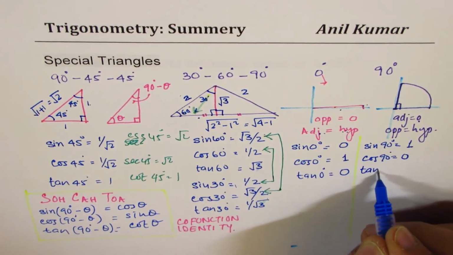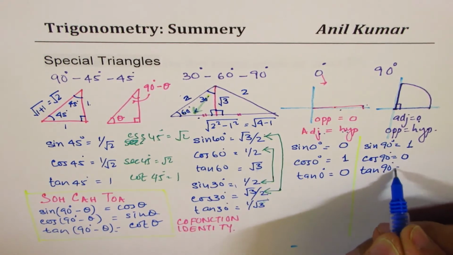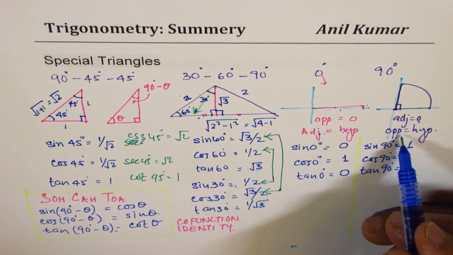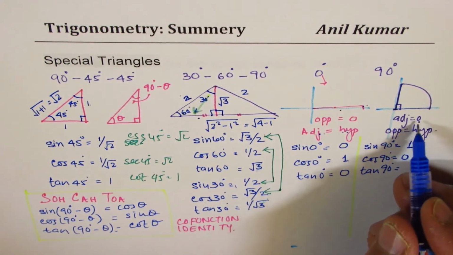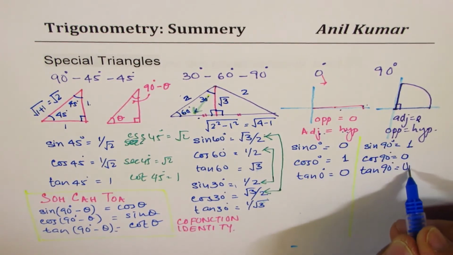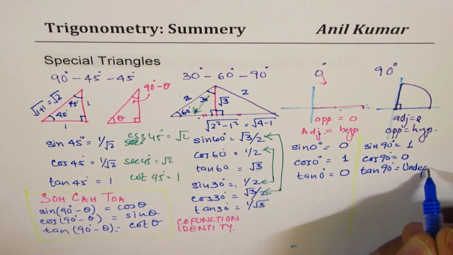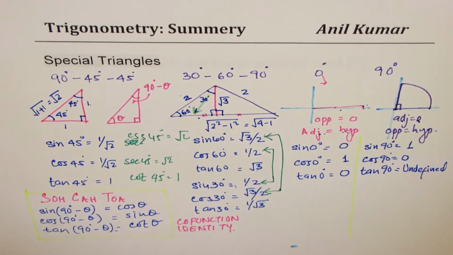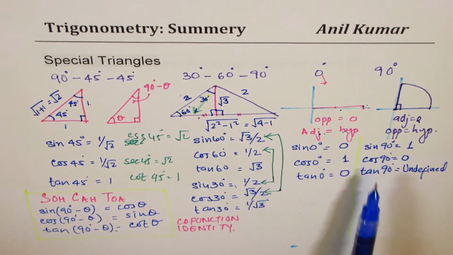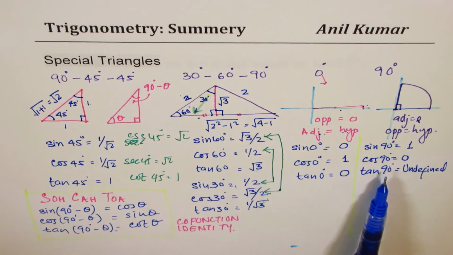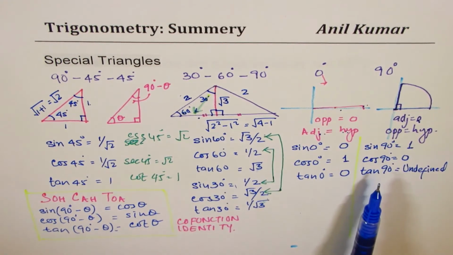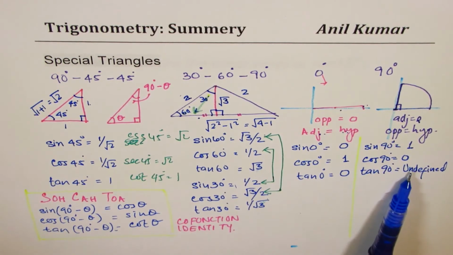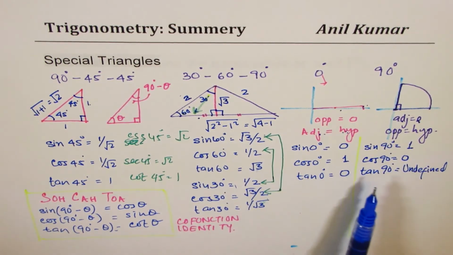What happens to tan? Tan is opposite side over adjacent. So it is something divided by 0, so it is undefined. So tan is not defined for 90 degrees, right? Tan could have an extremely large value, an infinitely large value, which is really undefined. So for 90 degrees, tan is undefined.